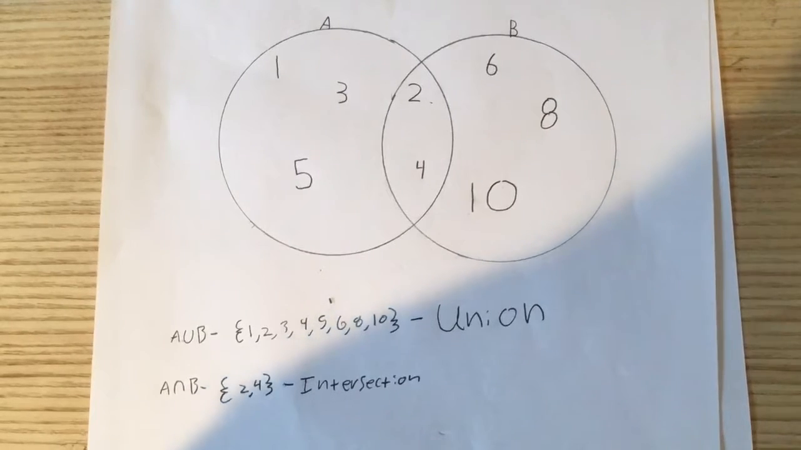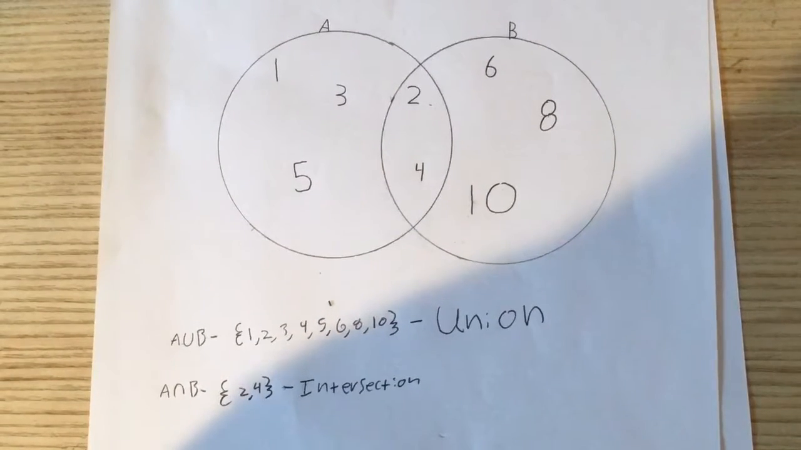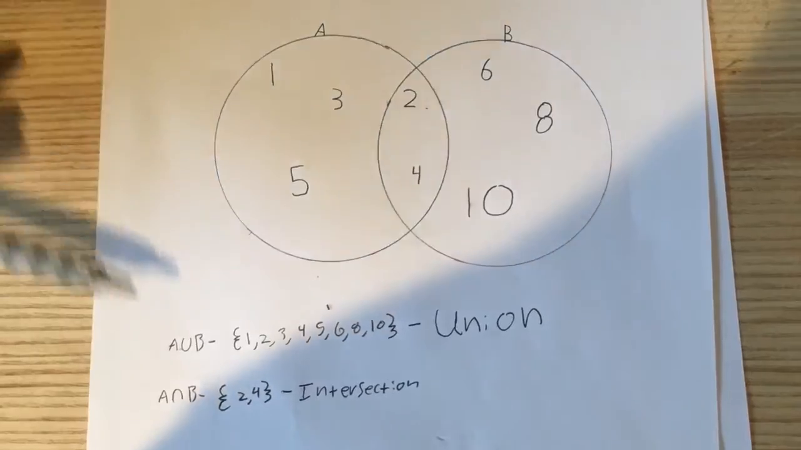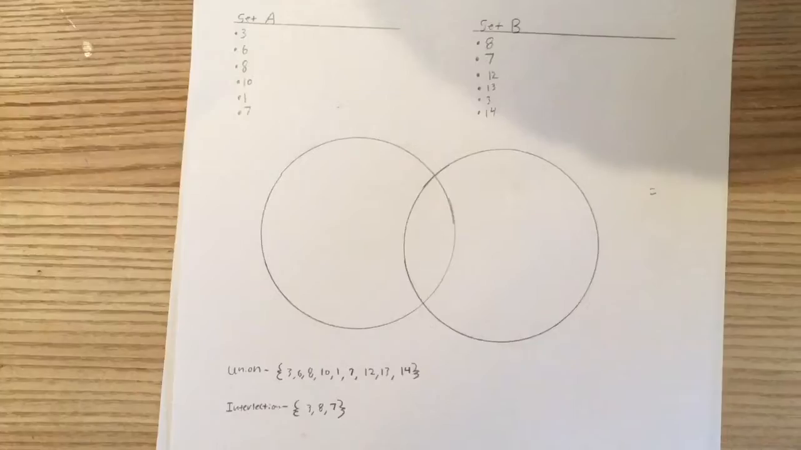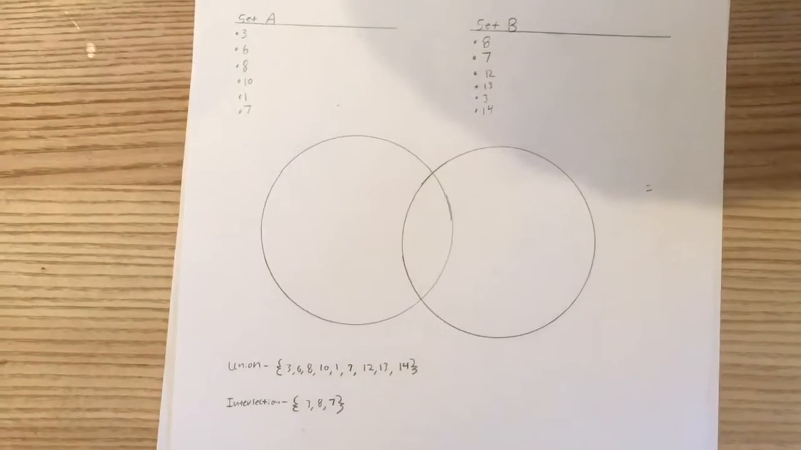Beware, when writing out the union, do not repeat terms. As you can see, I pulled the elements from both sets and wrote them here as the union, and I did the same thing for the intersection here. Let's take this one step further.